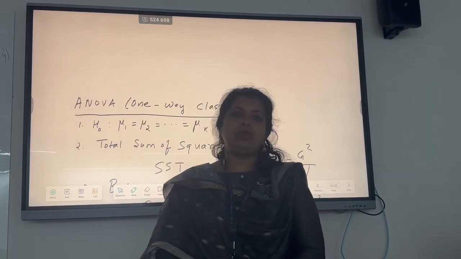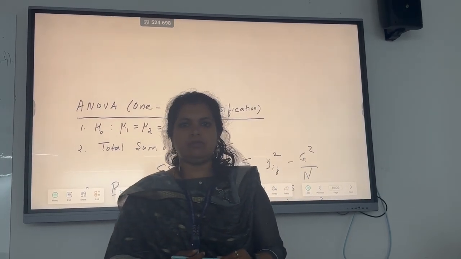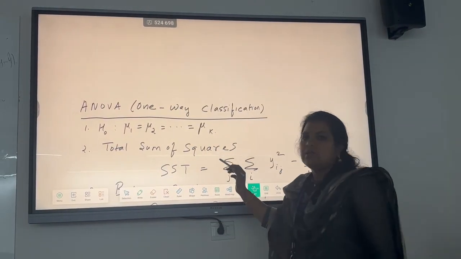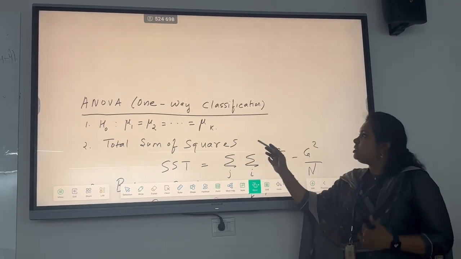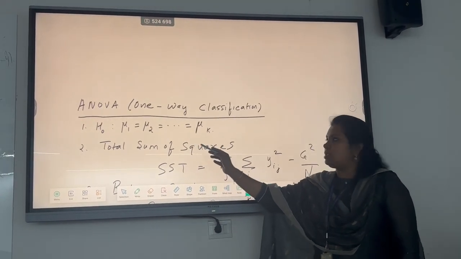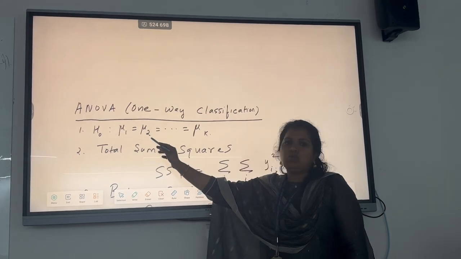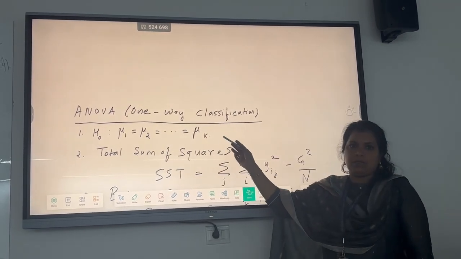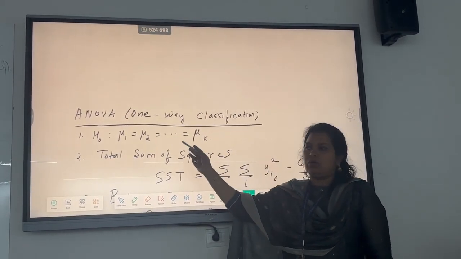Today's topic is ANOVA, Analysis of Variance. Today we are going to discuss the one-way classification formulas. So these are the formulae. We first start with the null hypothesis H0: mu1 equals mu2, and so on. The number of mu terms depends on how many terms are given in the question.